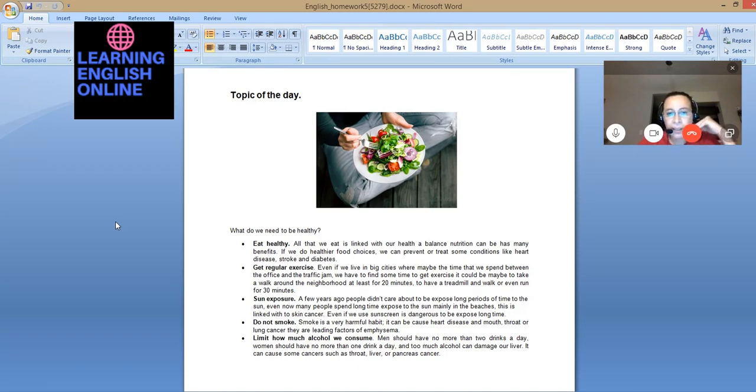Get regular exercise, as a second point. Even if we live in big cities, where maybe the time that we spend between the office and the traffic jam, we have to find some time to get exercise. It could be maybe to take a walk around.